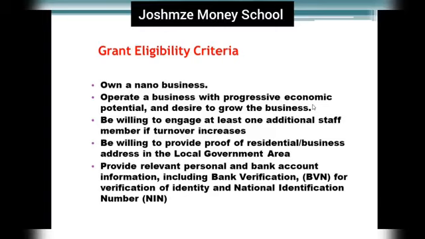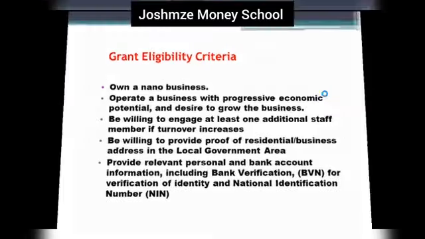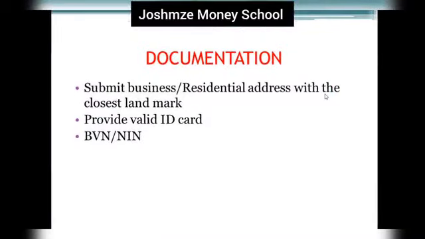So the first phase we are talking about here is a grant, and like I said before, the grant is just 50,000 naira, and it is for nano businesses. It is being distributed among the local governments, and political stakeholders also have a role to play in the selection criteria. So if you have met all of these things, congratulations. Like I mentioned before, you will need to submit the documentation that I mentioned.